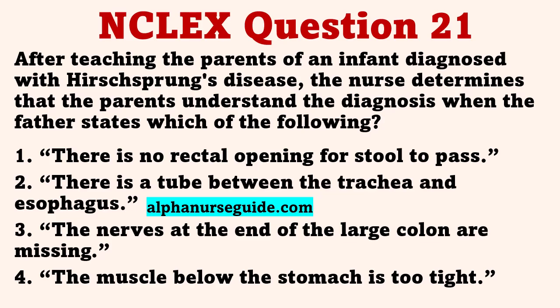The correct answer is 3. The primary defect in Hirschsprung's disease is an absence of autonomic parasympathetic ganglion cells in the distal portion of the colon. Thus, the nerves at the end of the large colon are missing. Absence of a rectal opening refers to an imperforate anus. A tube between the trachea and esophagus refers to a tracheoesophageal fistula. Presence of a tight muscle below the stomach refers to pyloric stenosis.